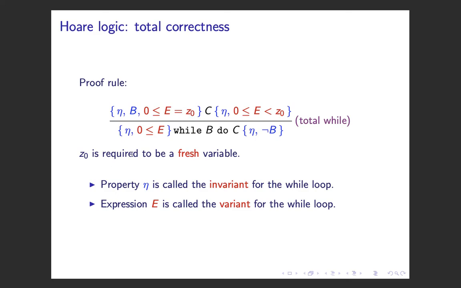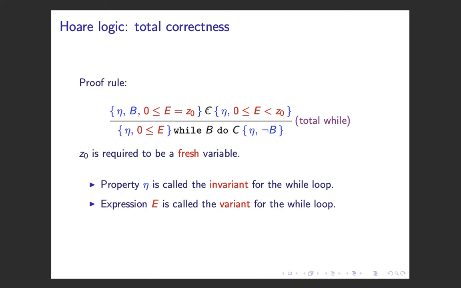So here again, Z0 is one of these auxiliary or logical or ghost variables, so to speak, a variable not in the program. So I'm calling it a fresh variable here. That's just a variable that's not mentioned elsewhere in the statements that we've got. So this needs to be a new variable, and then this is guaranteed to have the value of E before we execute C, and so the variant E is going to have a strictly smaller value because Z0 doesn't change when we execute C, because Z0 is not mentioned in the program C.